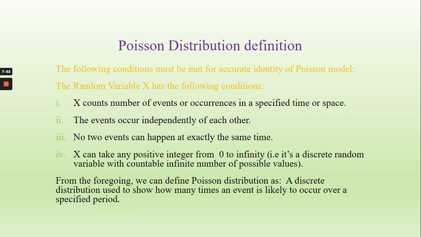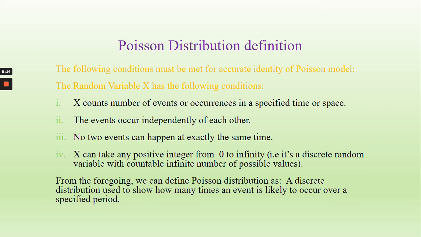is a discrete random variable with countable infinite number of possible values. Discrete means they are countable, which means they are not in decimal. They are countable. That is why they are called discrete.